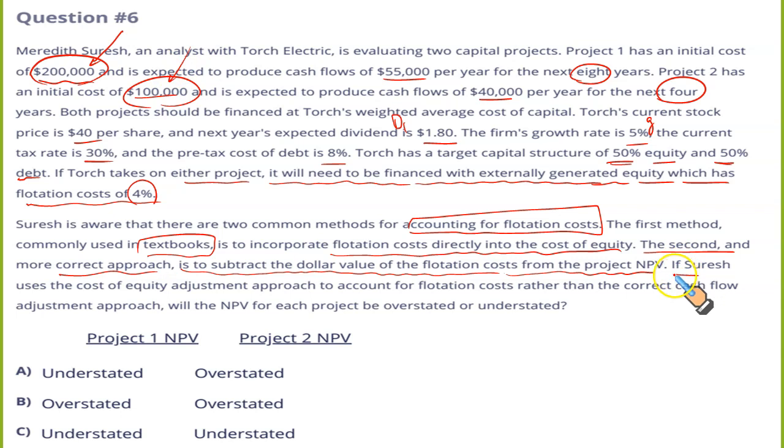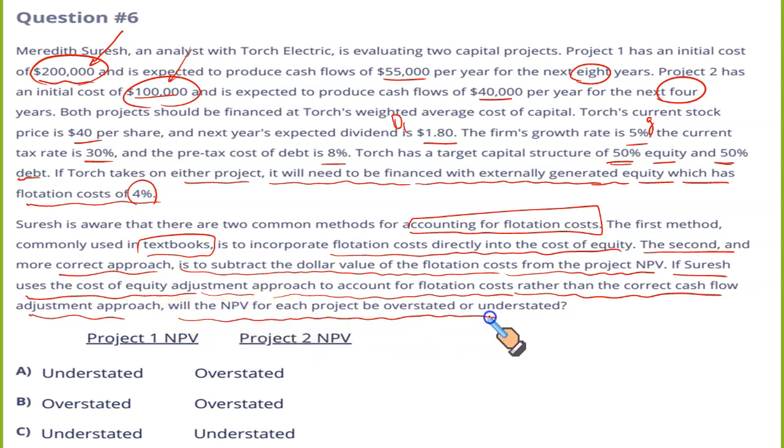Okay. If Suresh uses the cost of equity adjustment approach to account for flotation costs rather than the correct cash flow, will the NPV for each project be overstated or understated? What the question says, if Suresh uses the cost of equity adjustment, the first method which we use in CMA Part 2, the cost of equity adjustment approach to account for flotation costs rather than the correct cash flow adjustment approach, will the NPV for each project be overstated or understated?